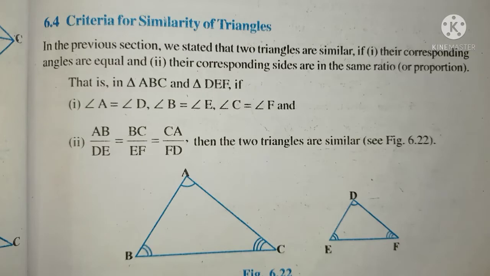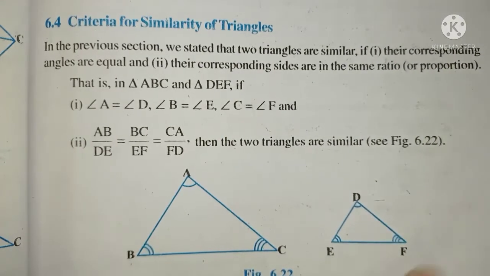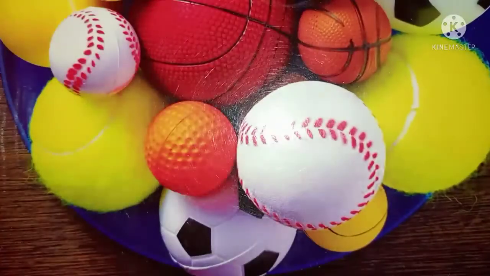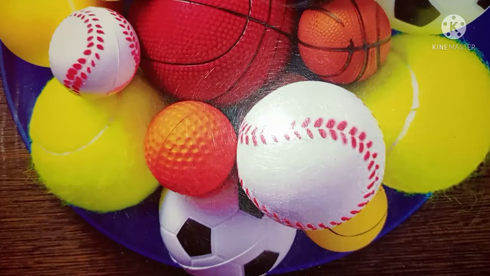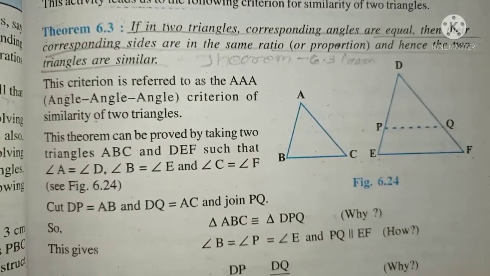Today we are going to do 6.4, which is criteria for similarity of triangles, which comes after exercise 6.2. There are various criteria to prove that triangles are similar. Let's move with the first criterion given in the text, which is theorem 6.3, which we need to understand.